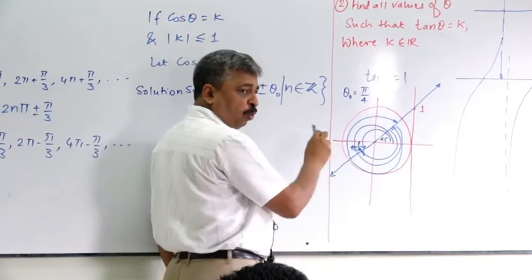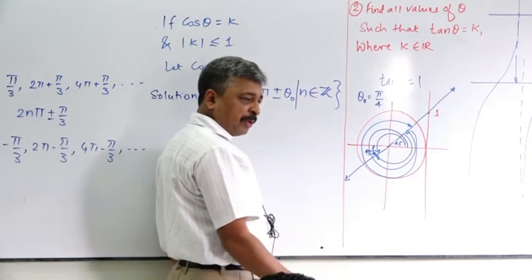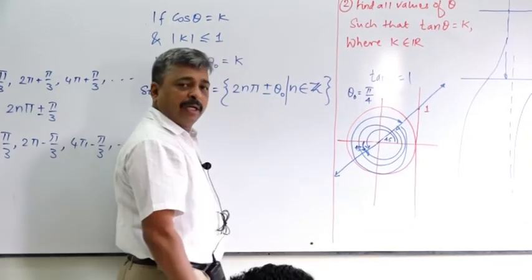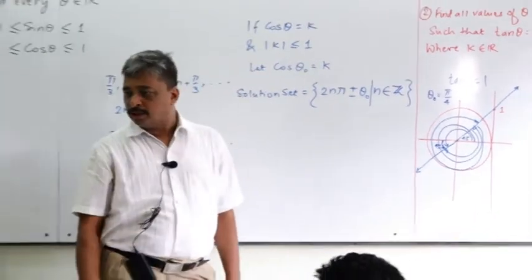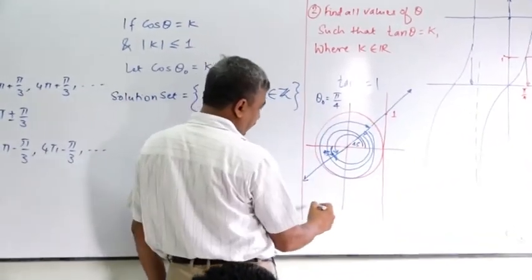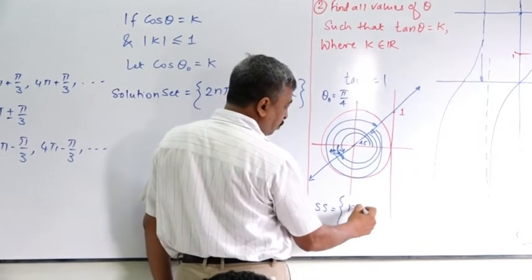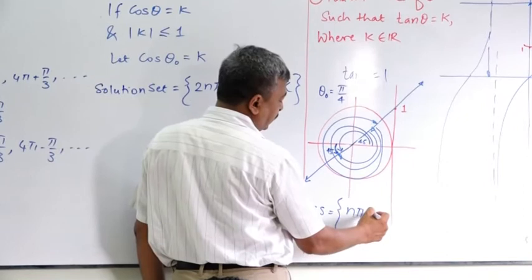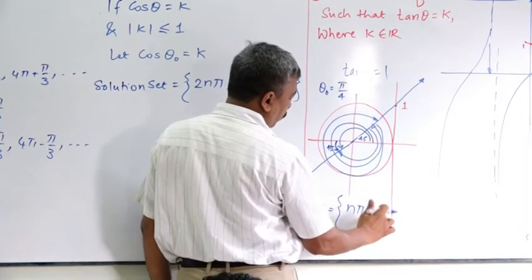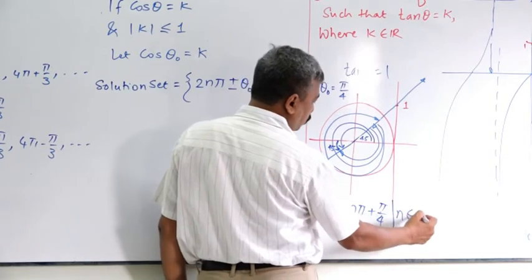135, 2 pi plus 135, 4 pi plus 135. Samajhte hai ka? All those values also. So therefore, the solution set will be, in this case, solution set is equal to n pi plus theta naught, or pi by 4, where n belongs to Z.